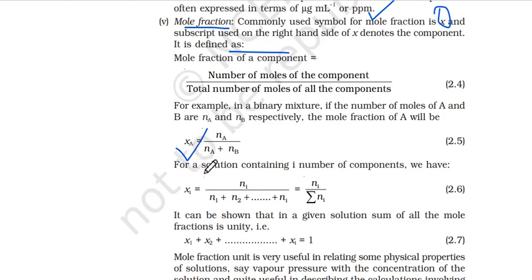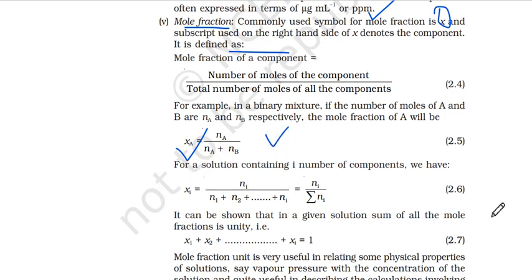So it's basically nothing but the number of moles of the component divided by the total number of moles of all the components. Jitne bhi component hai, un sab ke moles. So ye aap already kar chuke hain. For example, in a binary mixture, if the number of moles of A and B are N A and N B, then the mole fraction will be Na divided by the total number of moles, kitne honge? That will be Na plus Nb.